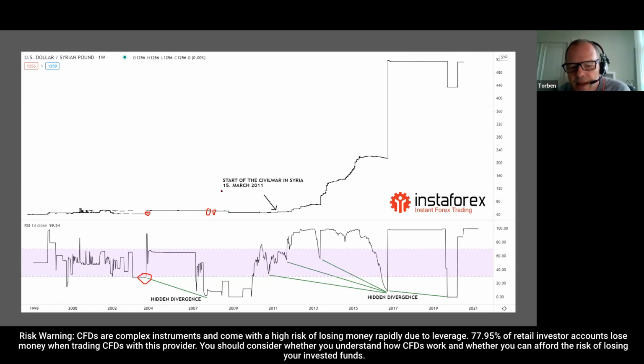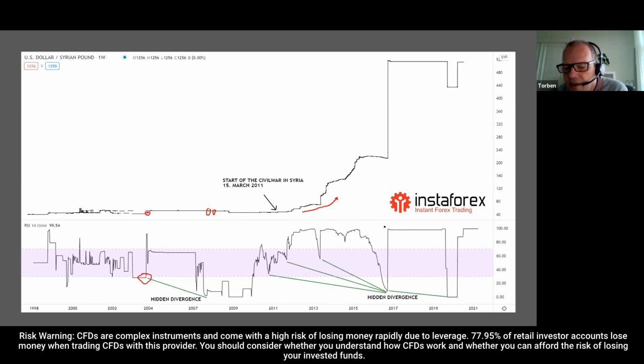indicating that we could have a move pretty soon that would be a pretty strong one. And then, I'm at this point here in 2007, and this is in 2011. Nobody knew that there was going to be a civil war in Syria, but it triggered a move higher, a pretty strong one.